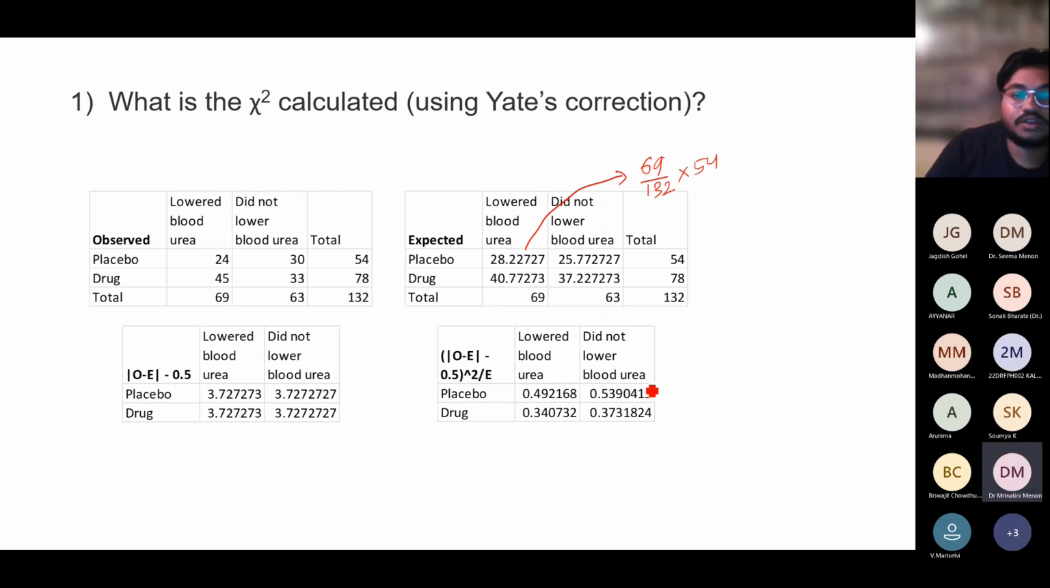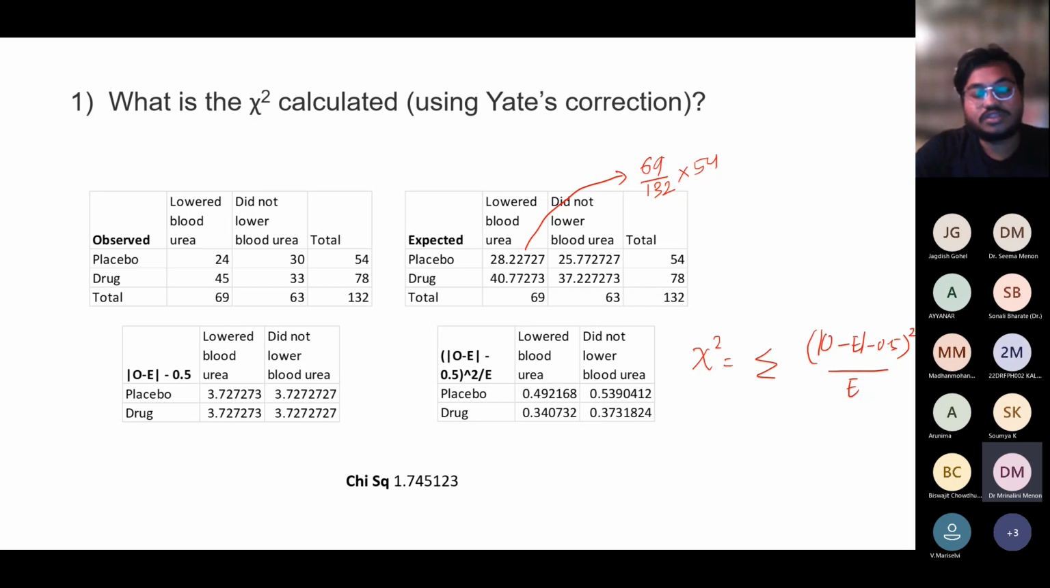Chi-square is nothing but the summation of all of these 4 values. So the chi-square metric is given by the summation of the modulus of observed minus expected, minus 0.5, squared, divided by expected. Adding all these values, we get a chi-square value of 1.74. Is that clear? Yes.